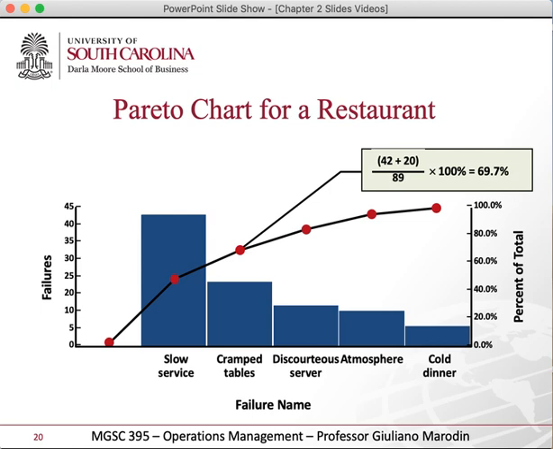If I only need to improve by 30%, I'll only select slow service to tackle, right, because that's the one that has the highest amount of problems. Okay, does that make sense? Hope it does. If it doesn't, write it down, take your notes, come to class, or shoot me an email. Okay.